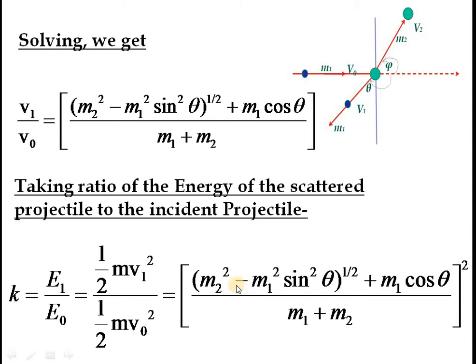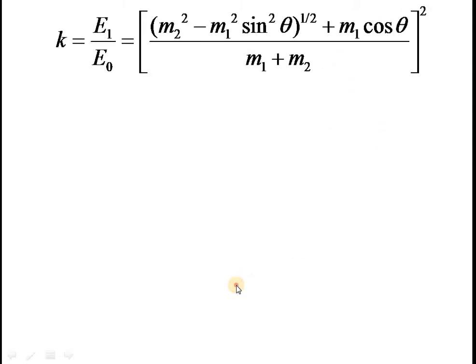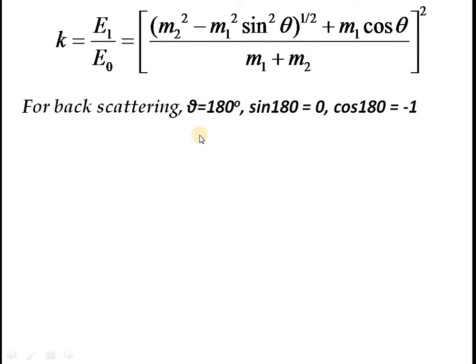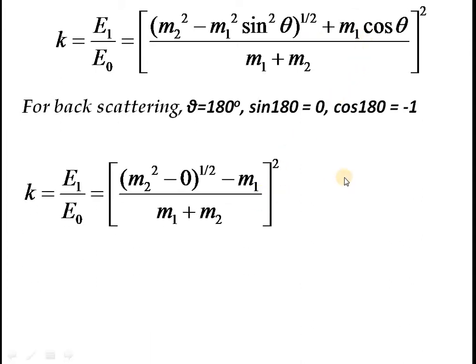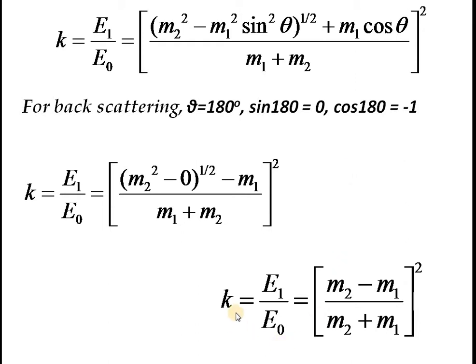Now you can simplify it because we are exclusively discussing the backscattering problem. In backscattering, your scattering angle is exactly 180 degrees. So sin 180 is 0 and cos 180 is minus 1. You can replace your sin theta and cos theta here, and that leads to a very compact, very beautiful equation. Your kinematic factor now becomes simply K equals (m2 minus m1) divided by (m2 plus m1), all squared.